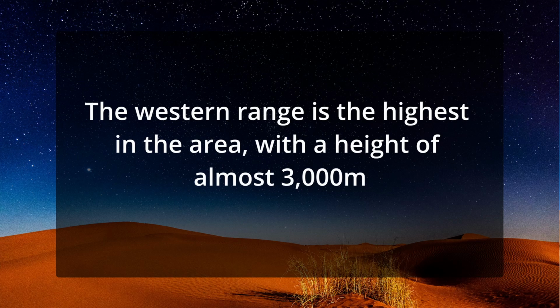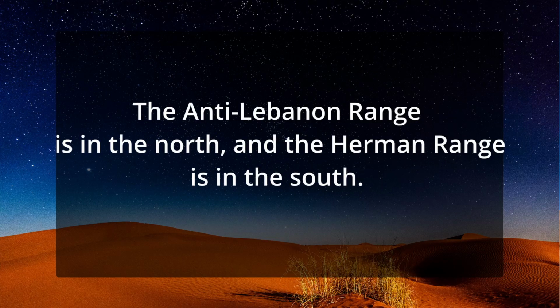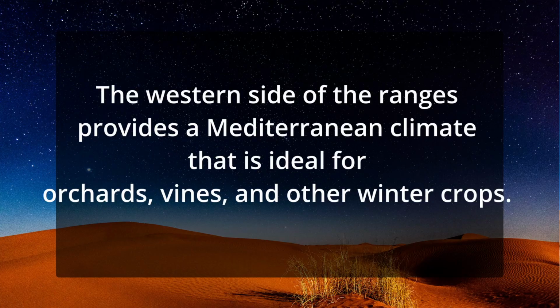The western range is the highest in the area with a height of almost 3,000 meters. Its eastern side goes down sharply into the Bekaa Fault Valley. The Anti-Lebanon range is in the north and the Hermon range is in the south. In the south, these ranges stop the Jordan River and the Dead Sea from flowing through Israel and Jordan. They are mostly made up of big beds of folded limestone that have a rough surface. The western side of the ranges provides a Mediterranean climate that is ideal for orchards, vines, and other winter crops.